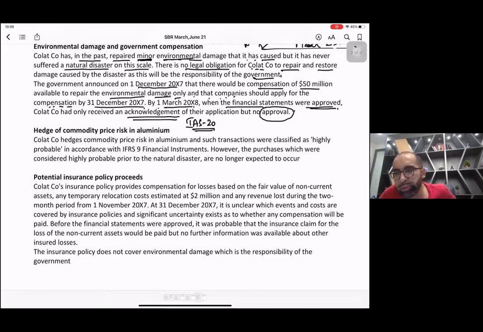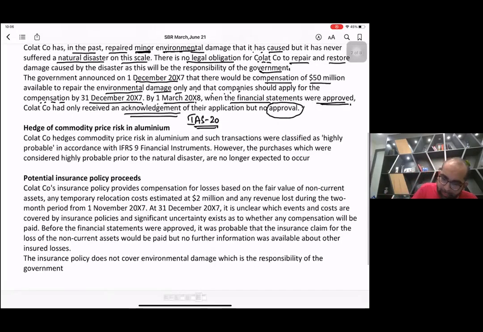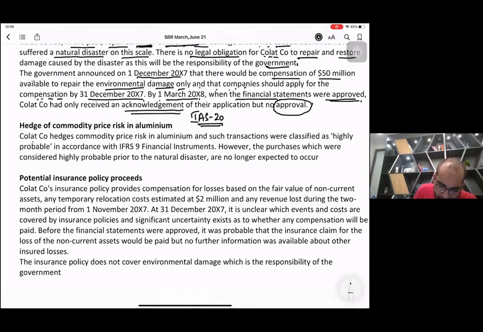This is the last thing I'm going to teach you today. Last thing. Hedge of commodity price risk in aluminium. Collard Company hedges commodity price risk in aluminium, and such transactions were classified as highly probable in accordance with IFRS 9 financial instruments. However, the purchases which were considered highly probable prior to the natural disasters are no longer expected to occur.